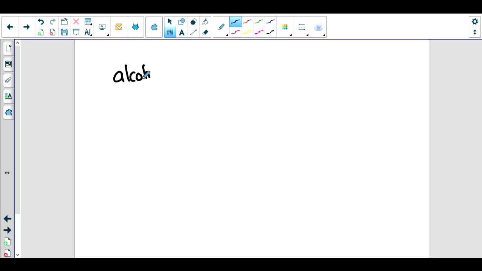Because we have very important reactions of alcohols coming up, like oxidation, we want to talk about it. Similarly, you remember the functional group of alcohol is OH.